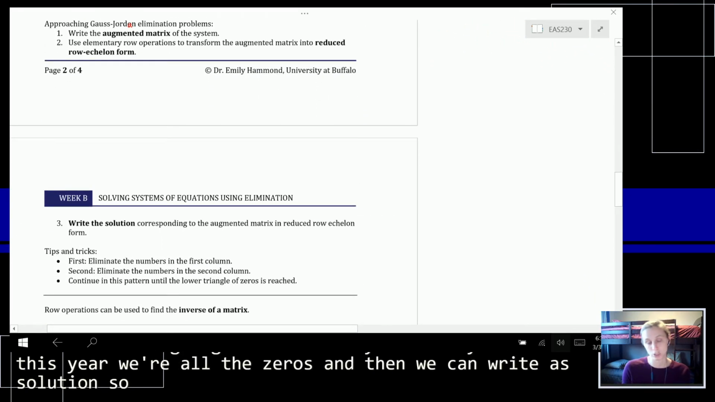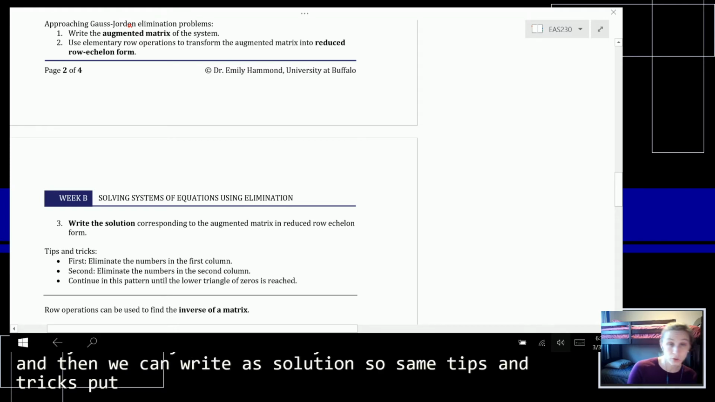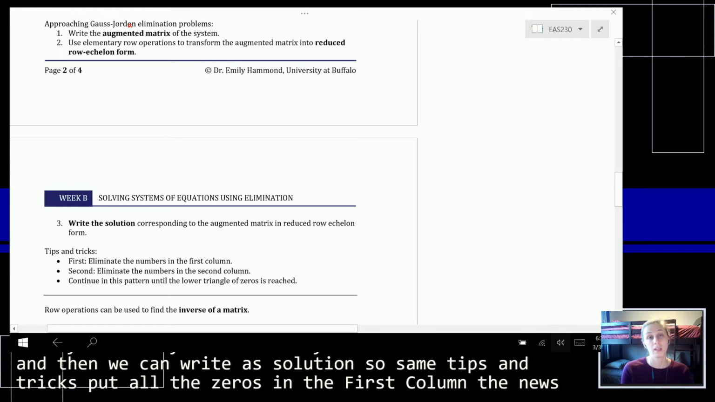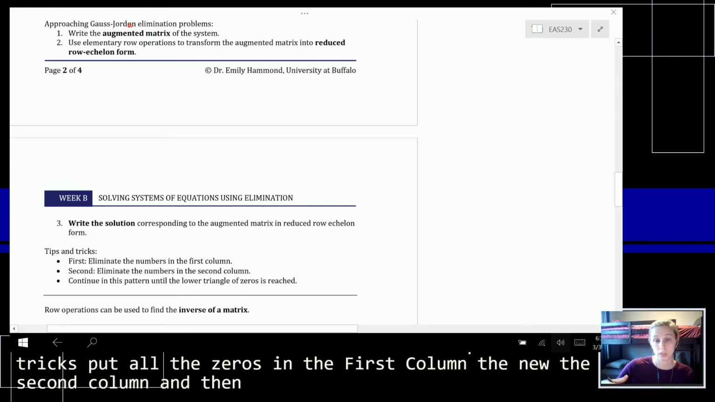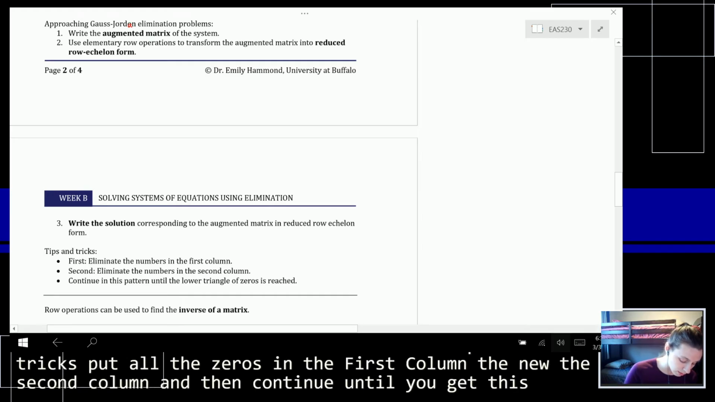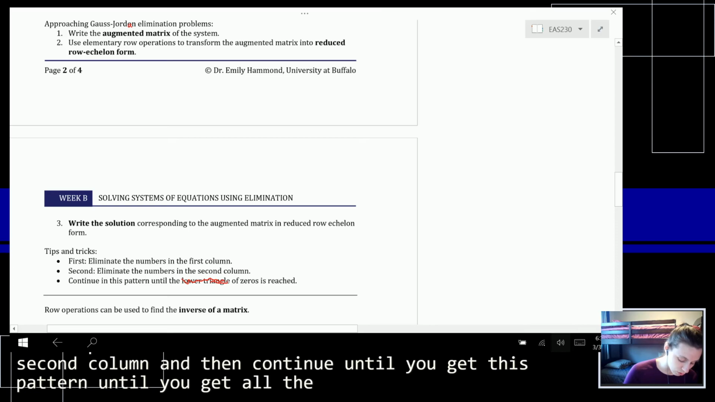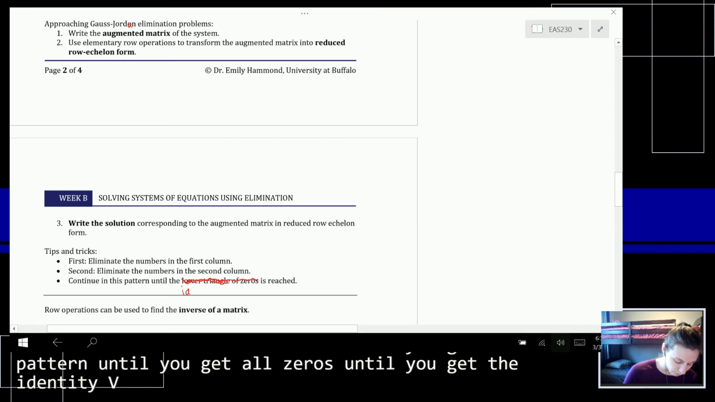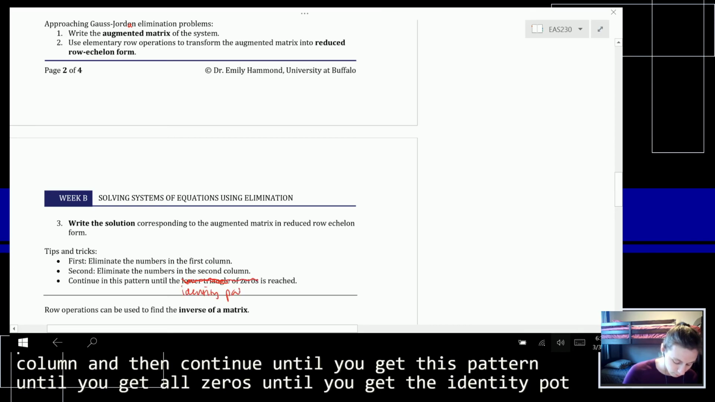So same tips and tricks. Put all the zeros in the first column, then do the second column, and then continue until you get this pattern, until you get all the zeros, until you get the identity pattern. So you just keep going.